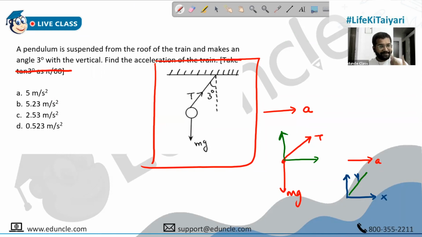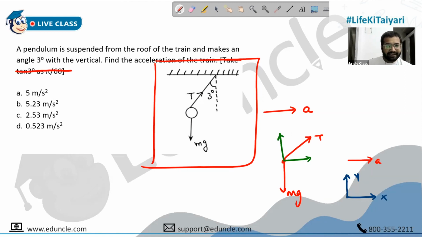Listen, I'm speaking fast. You have to tell me if you want me to go slow. Okay? I repeat. So tension is at an angle, and we can divide it into components. We have to divide it into components because we want forces along the x-axis and y-axis. So let's divide. We have got two components.